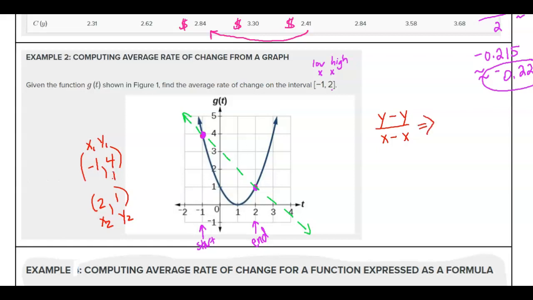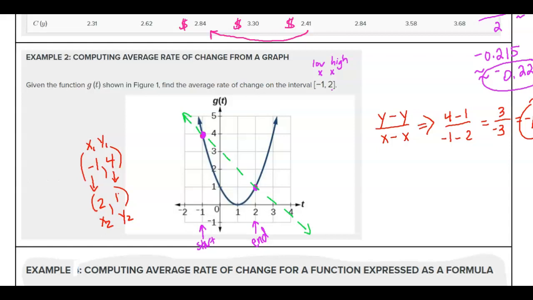So I'm just going to go this way. So y minus y, so 4 minus 1. And then x minus x, so -1 minus 2. Okay, and you want to do these separately in a calculator. So 4 minus 1 is 3. -1 minus 2 is -3. And then if we divide these, we get -1. And that should make sense because our green line is negative slope from the left to the right. And so that's our average rate of change, which is actually the slope of that green line.